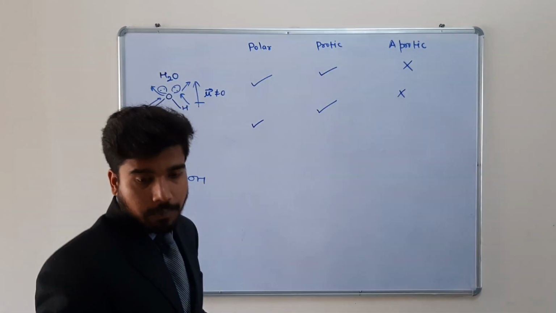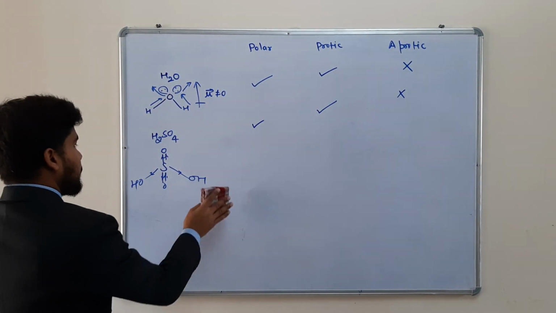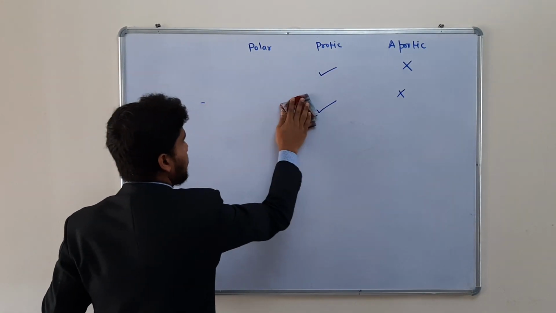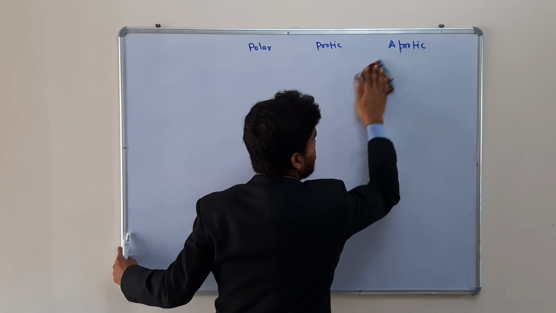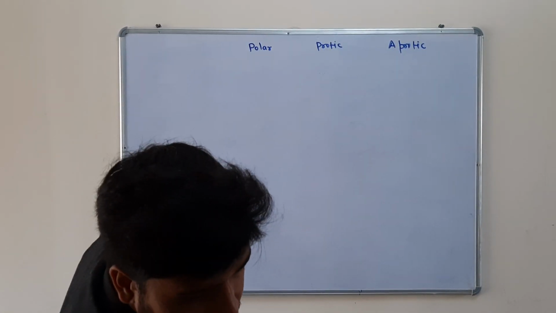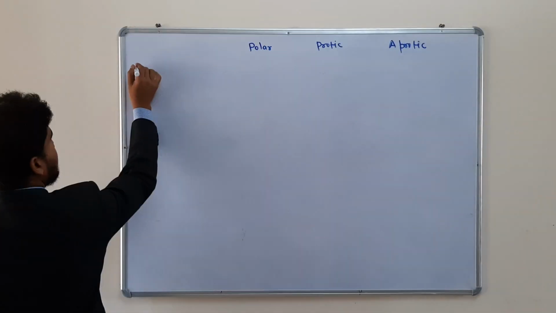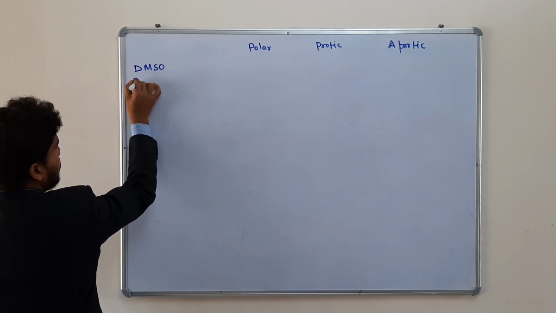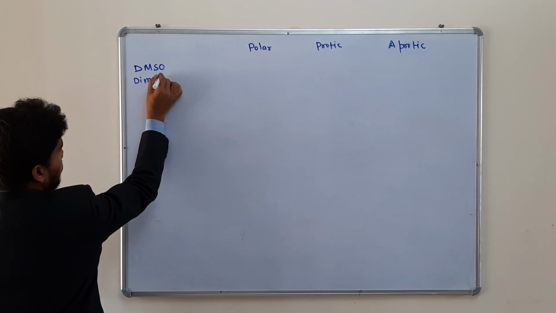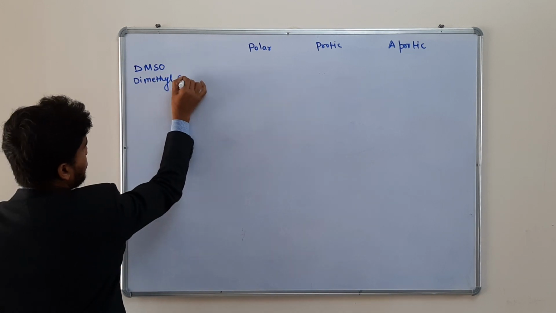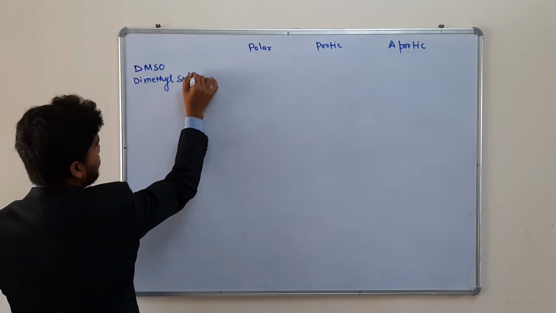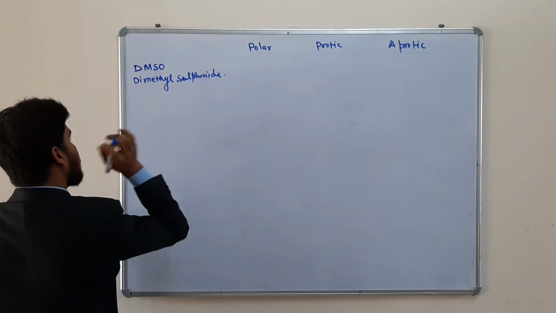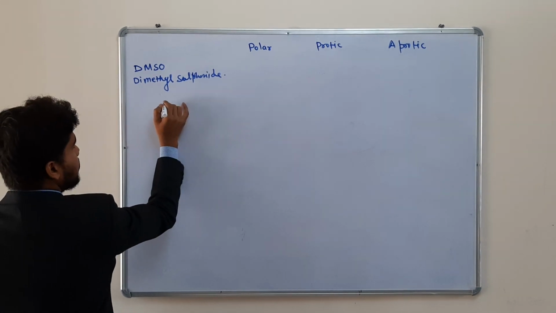I will list some different solvents also, which are very common and they have some common names, or some common abbreviations that I will be using. Like the first one is DMSO. DMSO stands for dimethyl sulfoxide. So what is dimethyl sulfoxide?